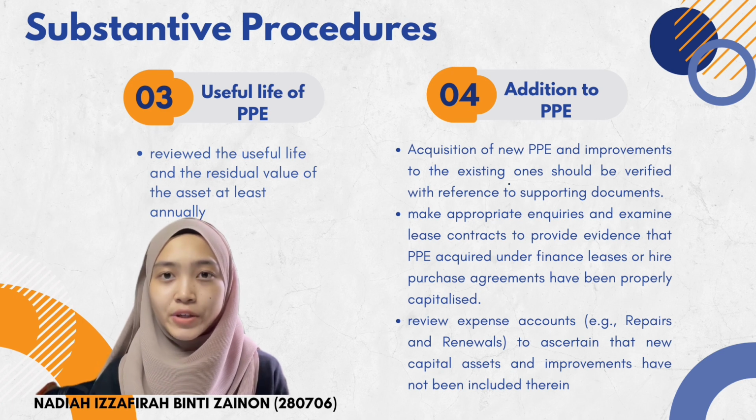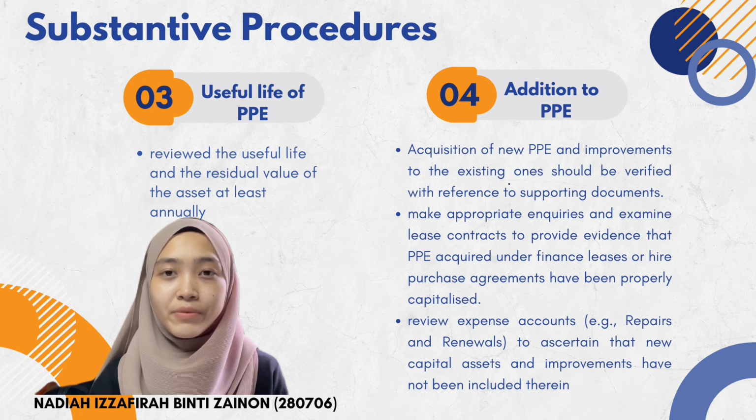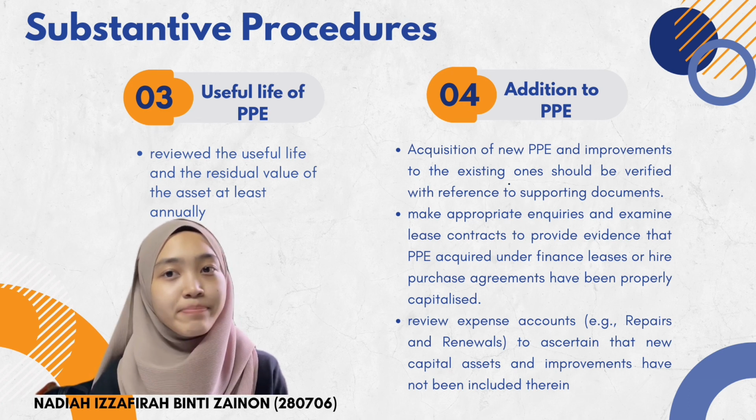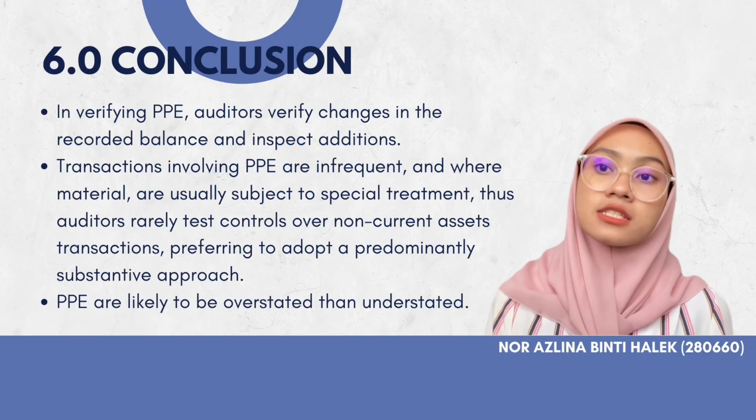The supporting documents and detail for the date the asset was put to use or was ready to use must be checked with regard to the modifications to PPE made during the year. The auditor should check expense records for things like repair and renewal to ensure that no new capital assets or enhancements have been added. The last is conclusion.